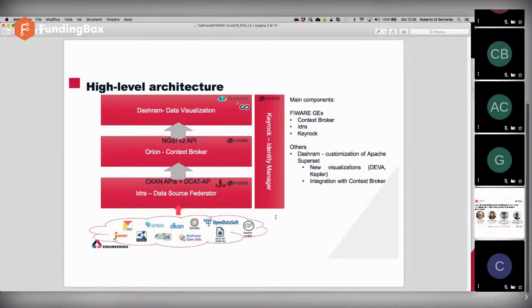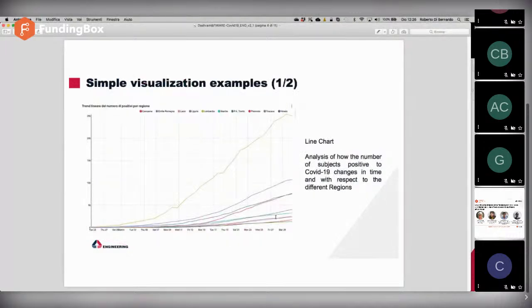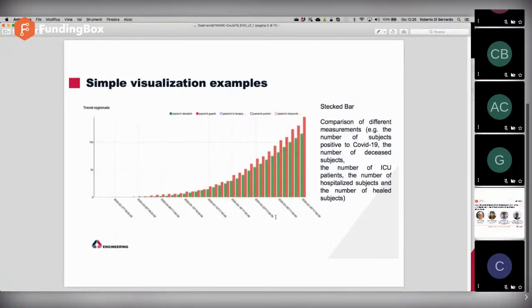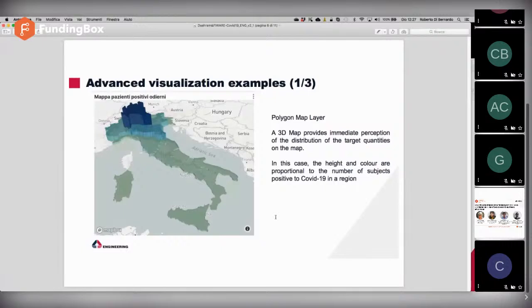In the end, what we will be able to do is provide visualization and insight capability to decision makers, thanks to the open data collected. Here are just a few examples of the visualizations we created. Starting from simple ones based on line charts, we have a stacked bar giving comparison about the different measures we collect. But I would also include the advanced visualization examples that were the ones we added to the visualization layer.